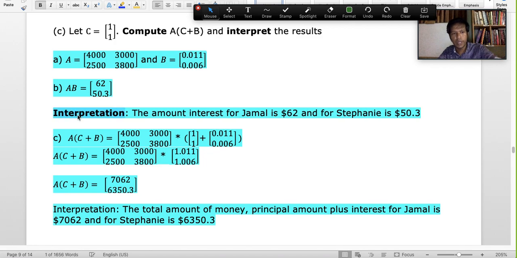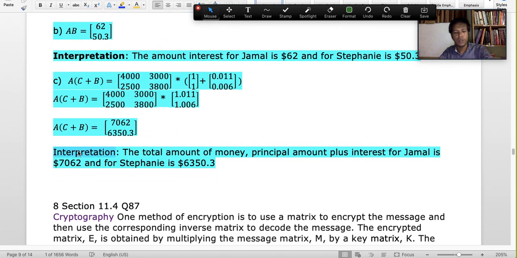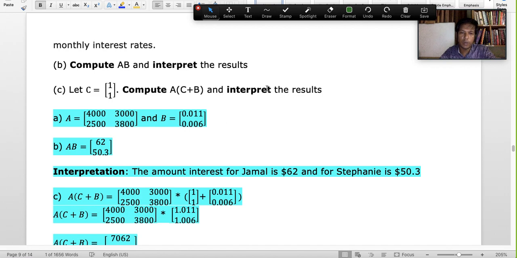Interpretation is important. I have noticed that many people are forgetting to give the interpretation in the answer. So please give it, or else you will lose 1 mark for the interpretation line. The reason is that in the question we said compute and interpret. Compute means do the calculation. Interpret means now tell me what this calculation means. So it means this is the amount for Jamal and this is the amount for Stephanie in this case.